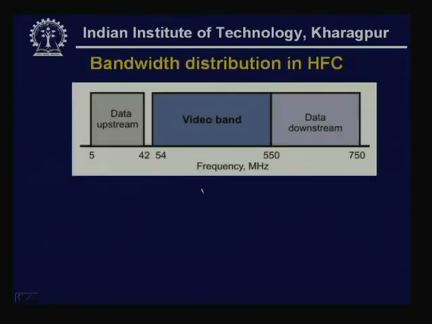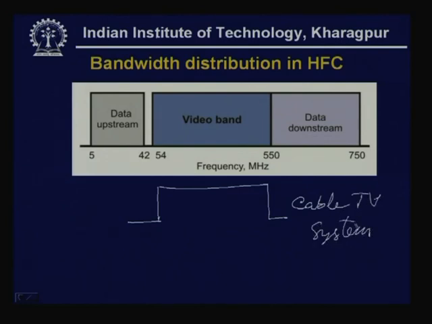Now, let us look at the bandwidth distribution of the HFC, hybrid fiber coaxial cable system. In case of a standard cable TV network, we have seen you have got only a downstream band, that is from 54 to 550 megahertz. This was the bandwidth used in cable TV system. So, it was only downstream, which can support about 270 channels.